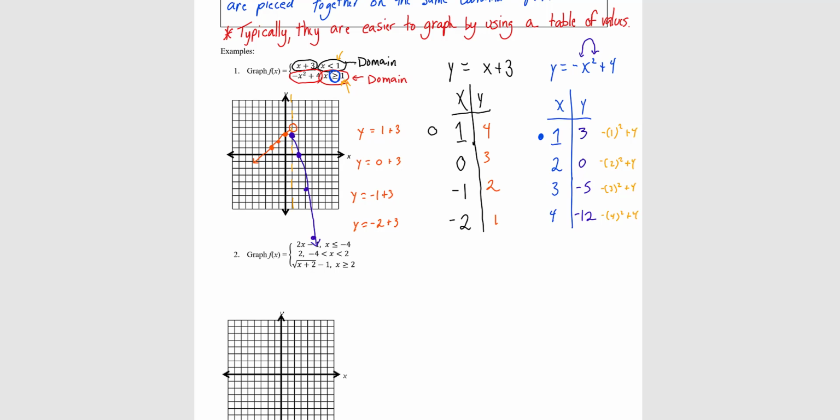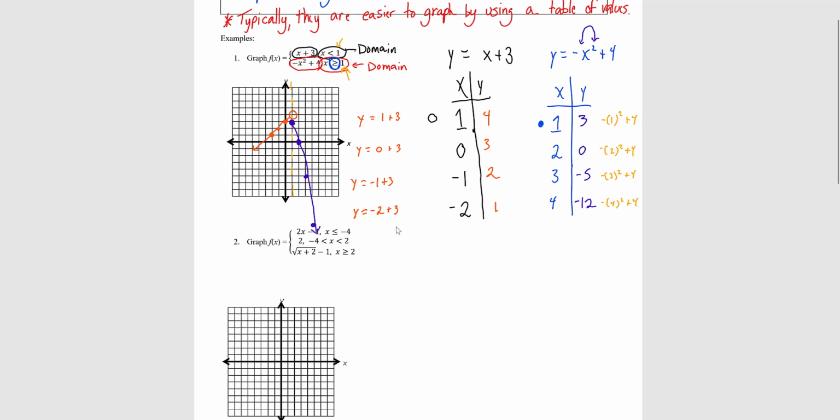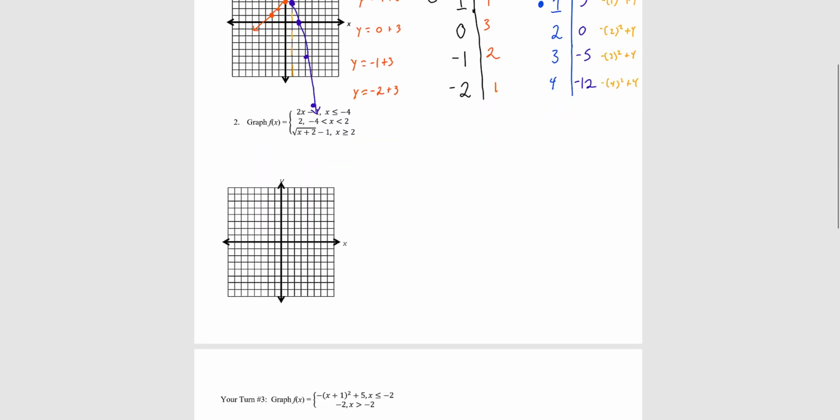And that's it. So let's try one more. Number 2. This one has 3 pieces. So I'm going to start by making my vertical lines in this problem.